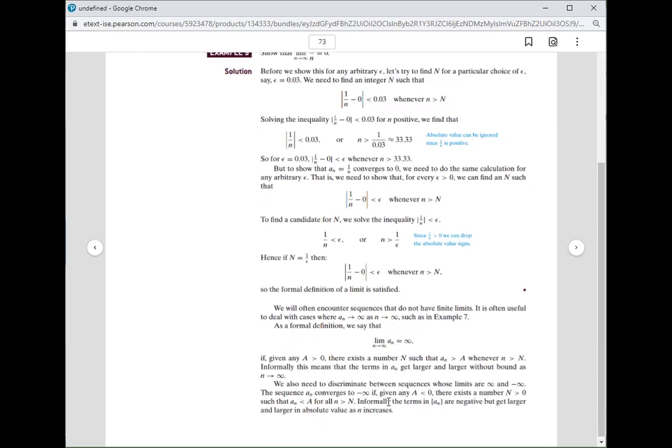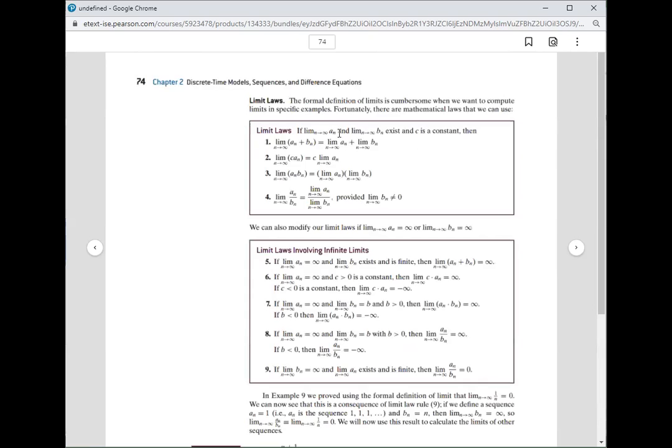So we also need to discriminate between sequences whose limits are plus infinity and minus infinity. Okay, so a sequence is given with precision, but the terms get larger and larger and the absolute value increases.